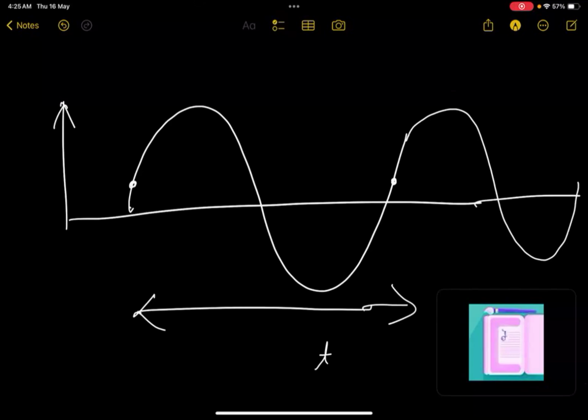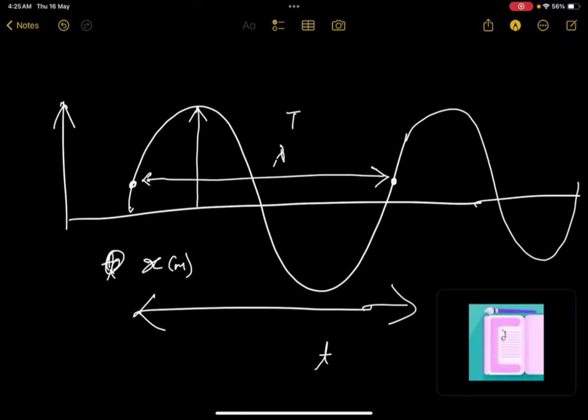So these two are identical points. The distance between these two, if the horizontal axis is time, is called the time period. If instead the horizontal axis is the distance traveled by the wave, x in meters, then this will be your wavelength, lambda. Are you getting that? And if this is the maximum height from the mean position, this is called the amplitude, right?